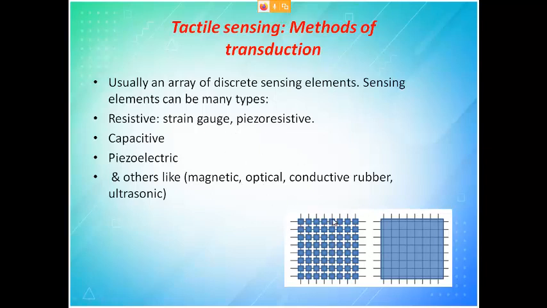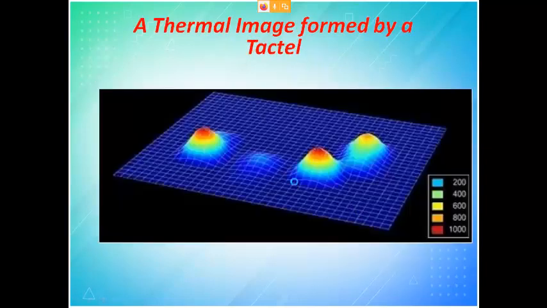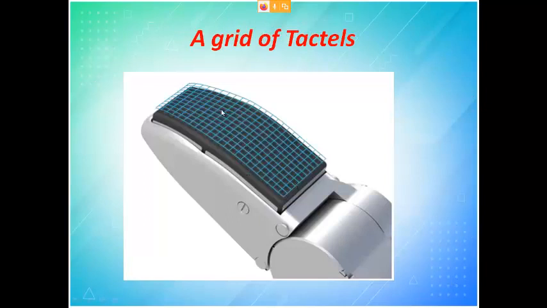Each and every box is separate, and each and every box is going to be used for a particular type of application. Usually an array of discrete sensing elements can be strain gauge, piezoelectric, resistive, capacitive. I think we have seen what resistive sensors and capacitive sensors are, then piezoelectrics, and other types like magnetic and optical. So in this mesh-like structure, whatever sensing material you want, you can place it.